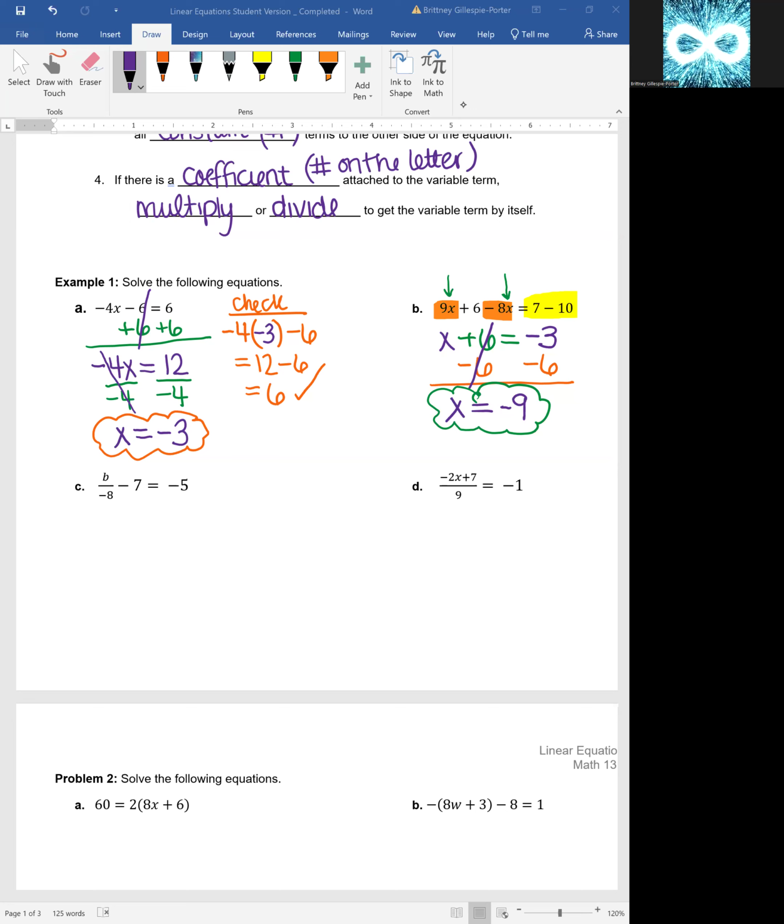We have b all over -8 minus 7 equals -5. Because this fraction has the -8 attached to the b, we'll leave it alone for right now. We'll deal with that in a moment. Instead, if you notice, we have this free guy over here, this -7. So we can concentrate on getting rid of him first. Since we're subtracting 7, we're going to add 7 to both sides of the equation.